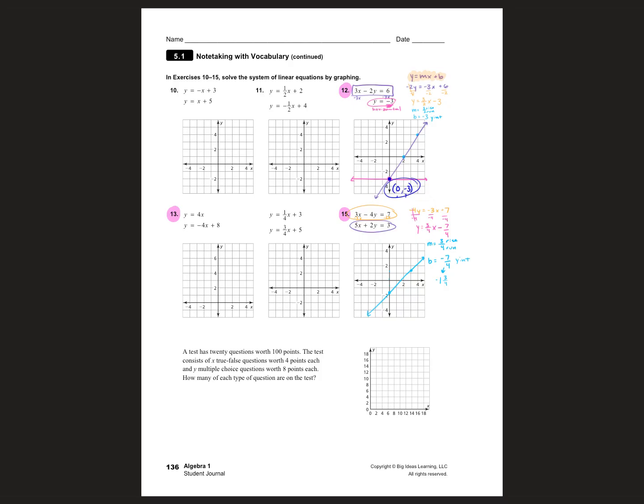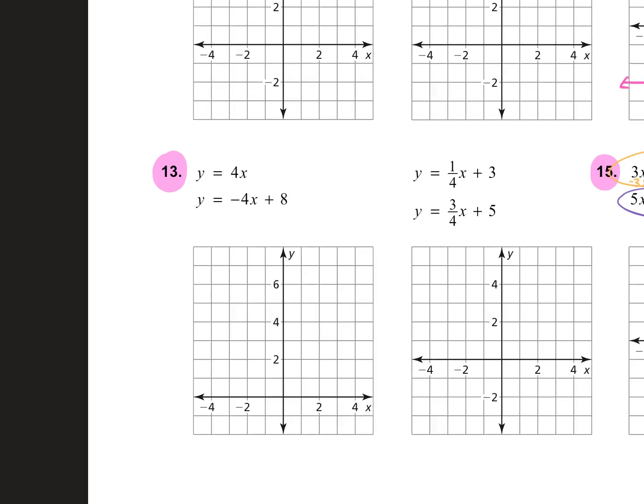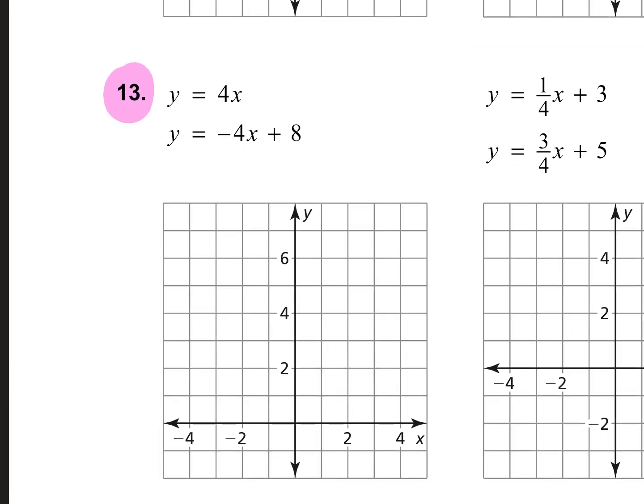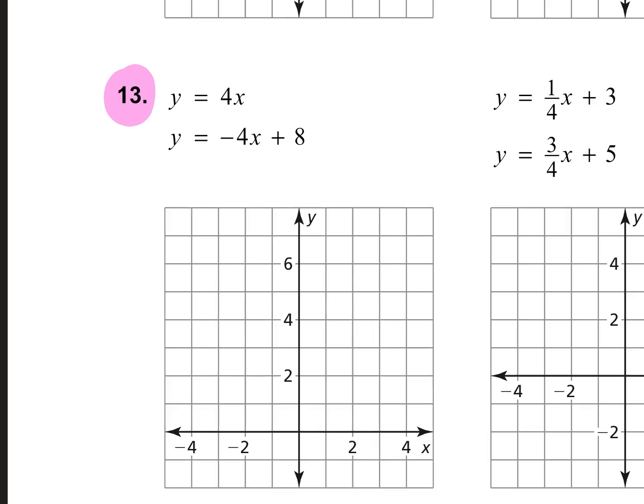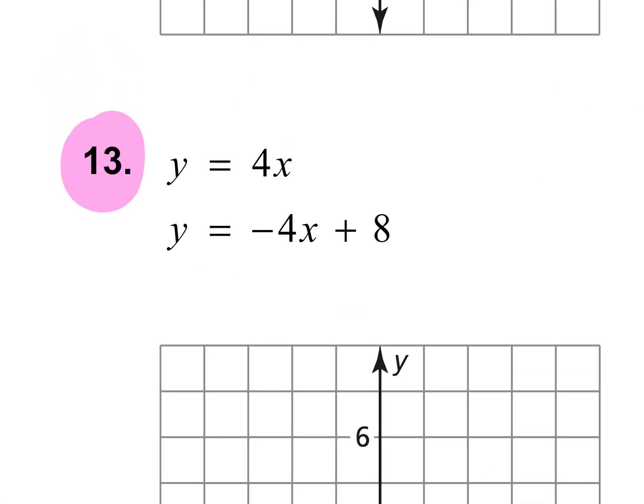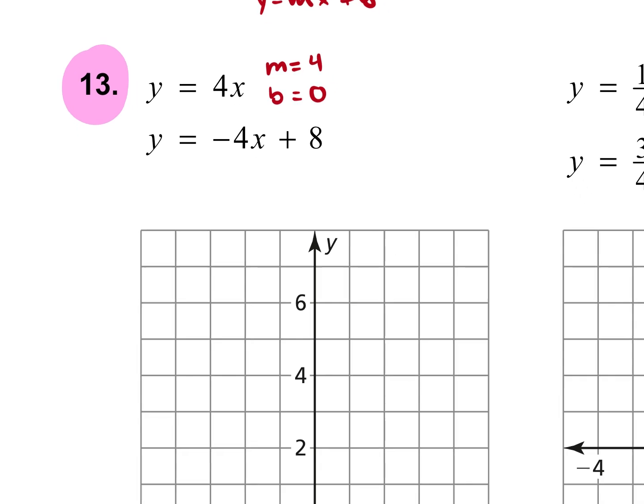All right, let's look at 13. So here we need to solve by graphing. So we graph one equation at a time. Looking at the first one, is it in my slope-intercept form? Yes. Y equals mx plus b. What's my m? 4. And what's my b? 0.